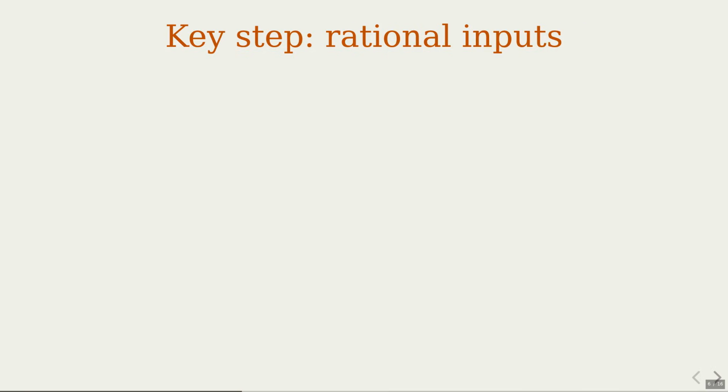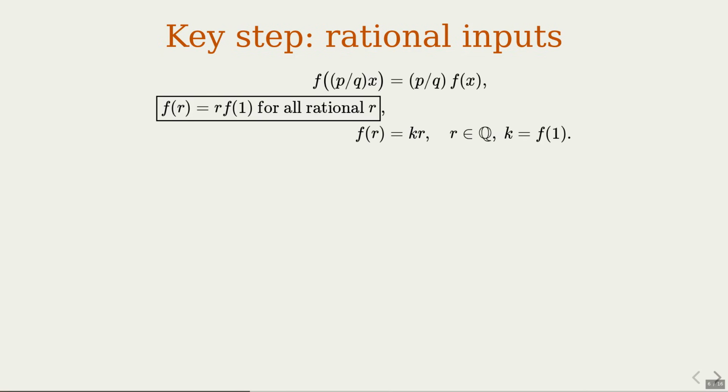The classic Cauchy argument now pushes this integer behavior out to all rational numbers. So we want to show that every rational multiple of a point is forced to lie on one straight line. Using additivity, you show that dividing x into q equal pieces divides the value of f by q as well. So rational multiples behave exactly like a straight line with slope f of 1.